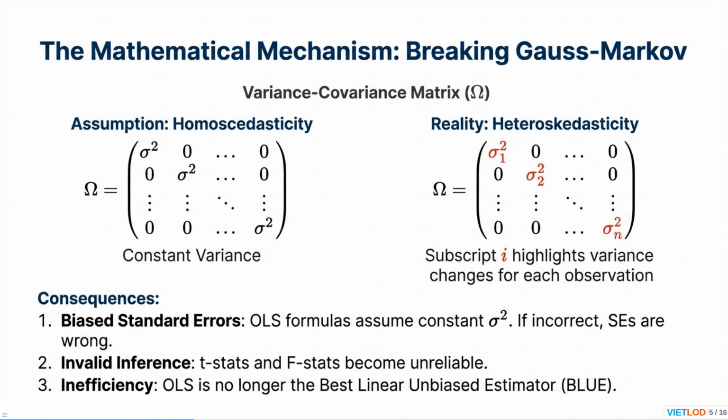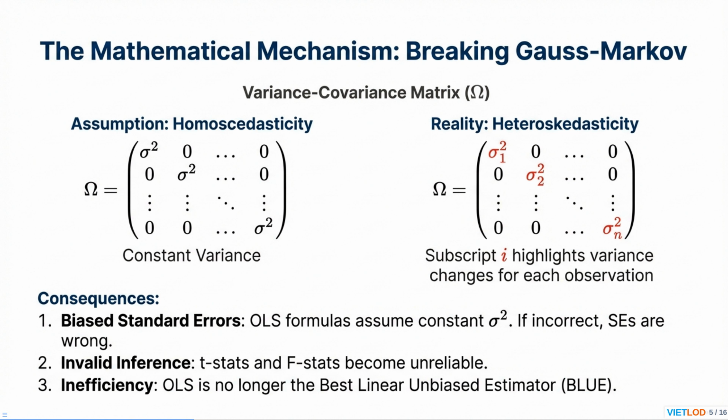Let's look at the mathematical mechanism behind breaking the Gauss-Markov assumptions. On the left, we have the ideal assumption, homoskedasticity. Here, the variance-covariance matrix, omega, has a constant sigma squared value across all diagonal elements, representing a uniform spread of error. On the right, we see reality, heteroskedasticity. In this case, each observation has its own unique variance, denoted by sigma sub i squared. This variation on the diagonal directly impacts our results.